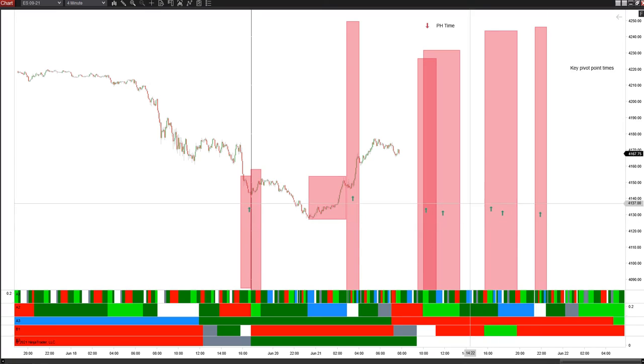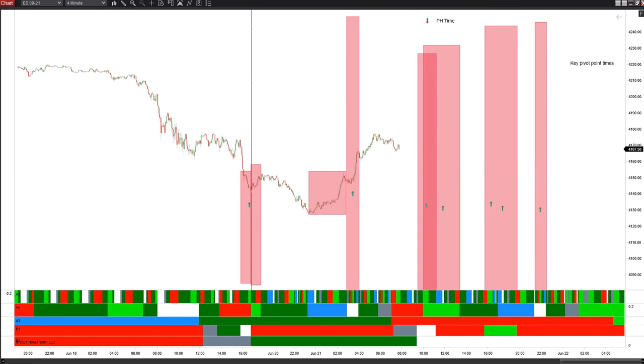But the best opportunity from this chart here would be where we converge the pH with the Vedic timing window. So there you have it. There's a look at the Vedic turn time windows for today.